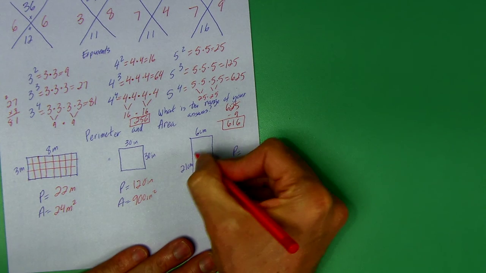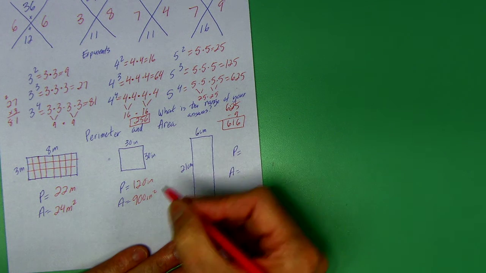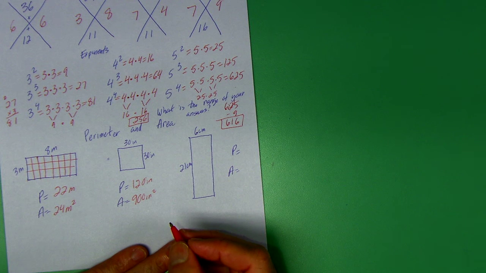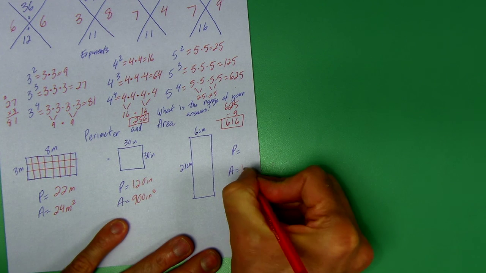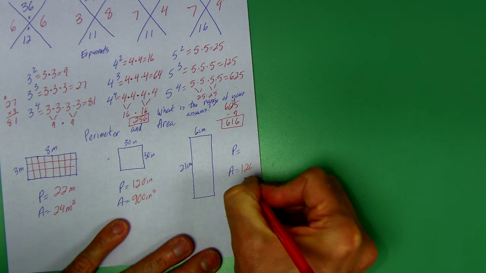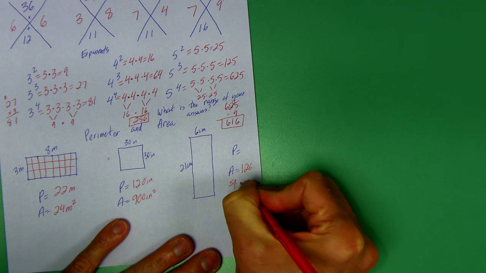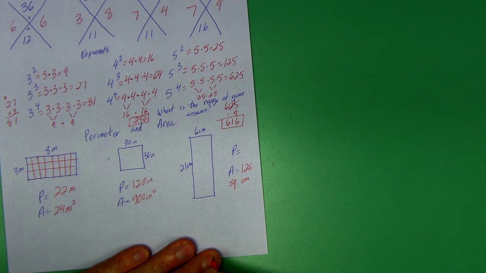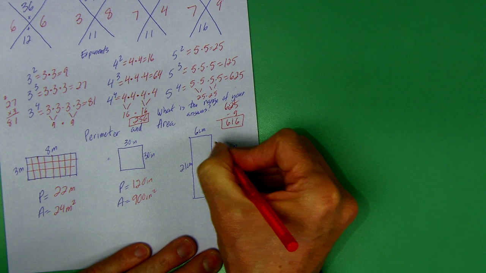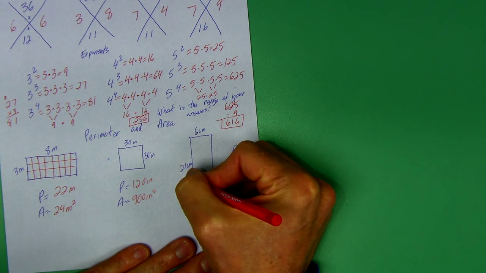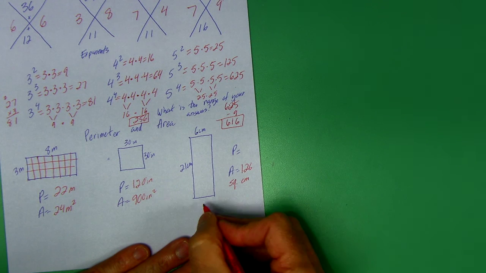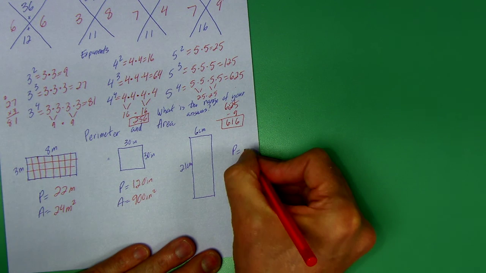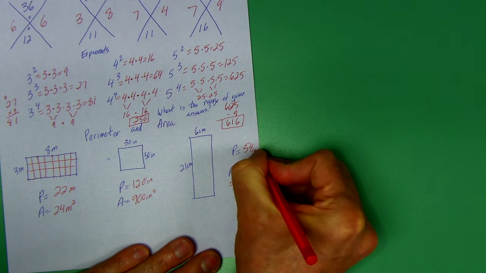Okay, 21 times 6, that's 6 20s and 6 1s. 6 20s is 120, 6 1s is 6, so that's going to be 126 square. Some people write the square like that, SQ. Some people spell it out, square centimeters. You can do it like that. The perimeter, 6 plus 21 gets me halfway around. Another 21, another 6 gets me the rest of the way. 27 plus 27, perimeter should be 54 centimeters.